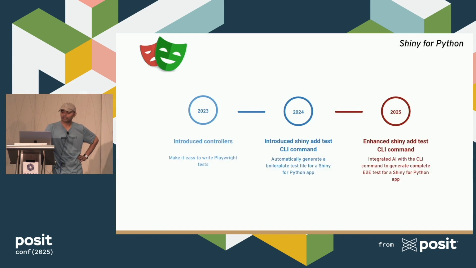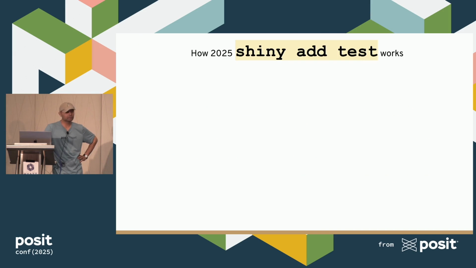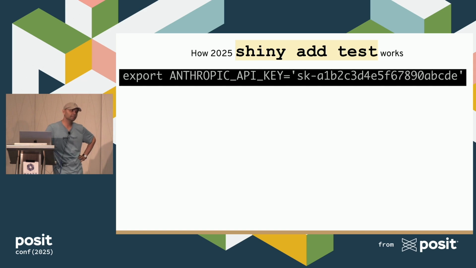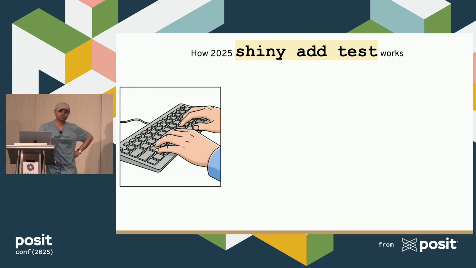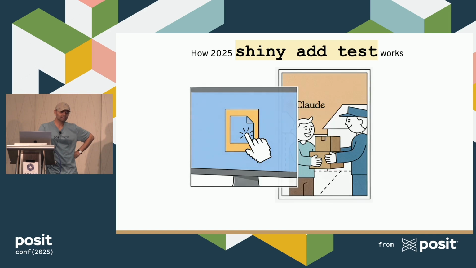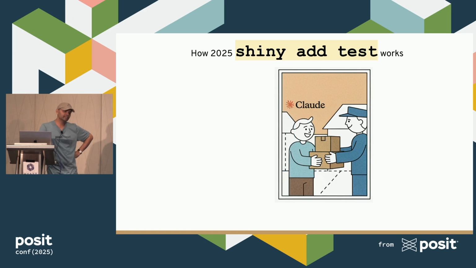And so we went ahead and integrated AI with the Shiny Add Test command. Here's how the command works. It works similarly to how the 2024 version worked. The only difference is this time you bring your own API key. We'll integrate it with different providers, so if you have Anthropic or OpenAI, we will allow you to do that. But then you just type your command and select the app file. Here's an interesting thing that happens.